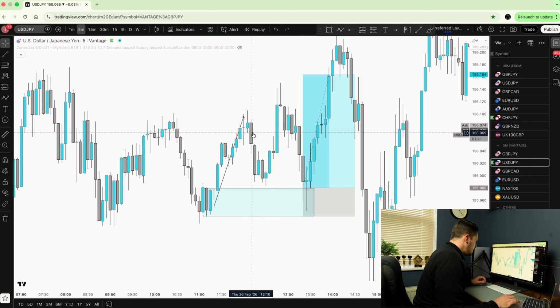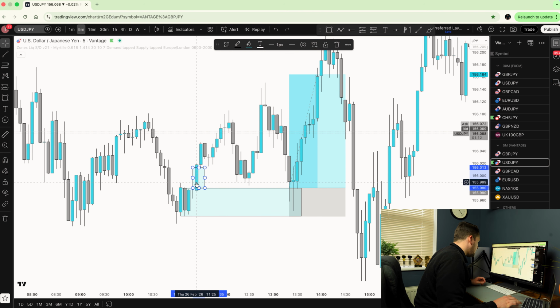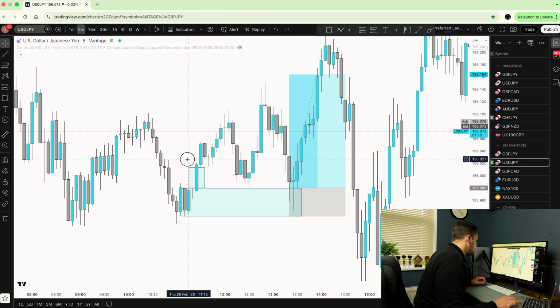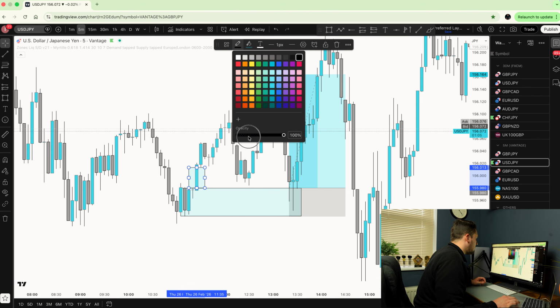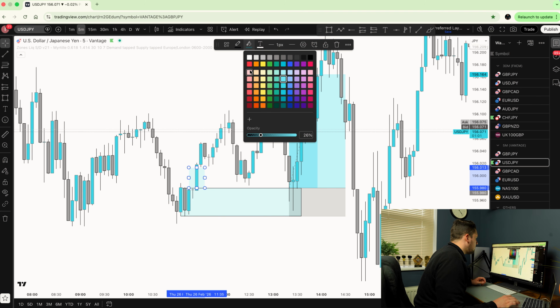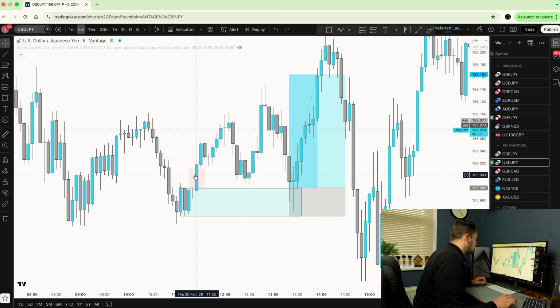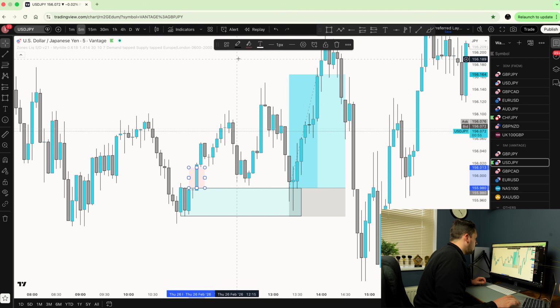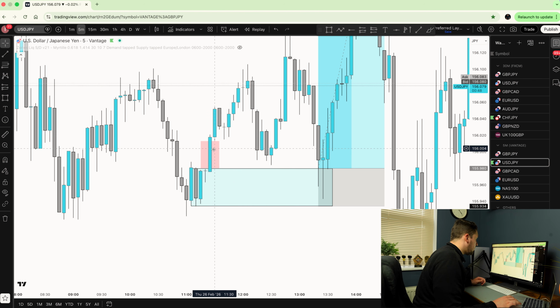So you can see here, let me quickly mark out the gap for you. This would have been the imbalance, from that candle to that candle there. Let me change the color of this so you can see it a little bit better. I'll take off that and put it into red for you. There we go, so hopefully you can see that. Let me make it a little bit darker for you. There we go. So when price first moved off, this was the gap.